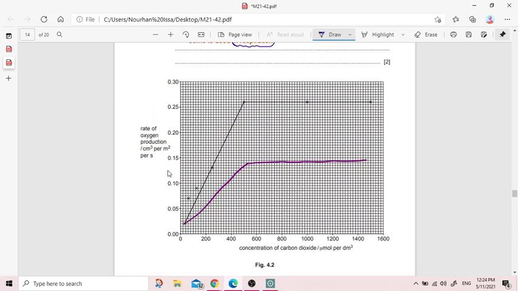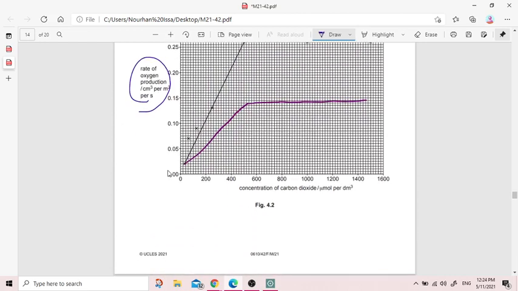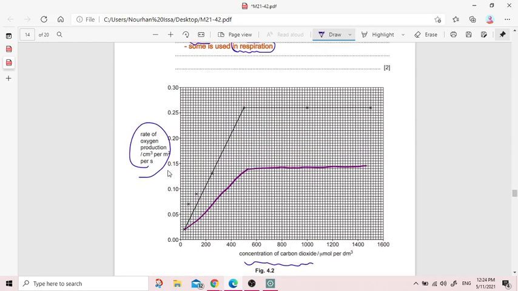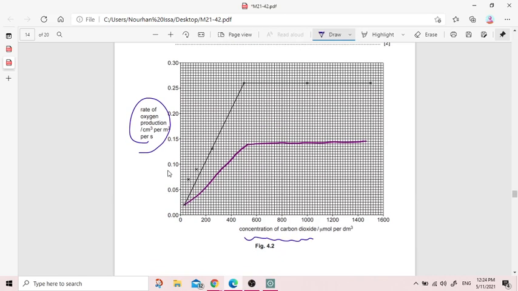The graph gives the rate of oxygen production against the concentration of carbon dioxide. This is a limiting factor graph. As we said before, as long as when you increase the CO2, the rate is increasing, in this part the CO2 was the limiting factor.